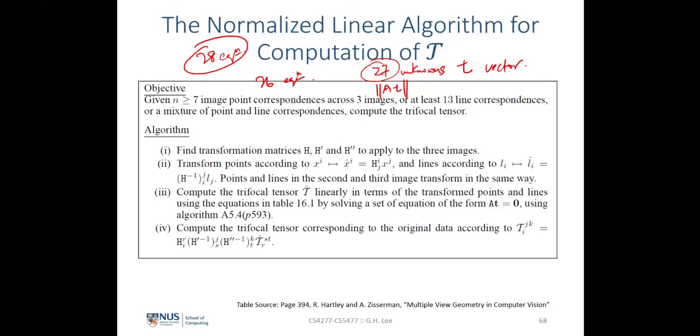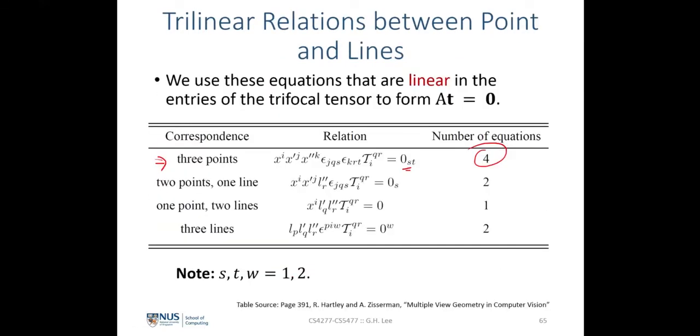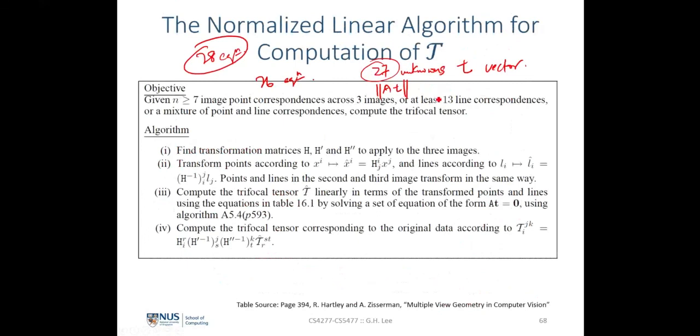In the case where there are line correspondences across the three different images, we will make use of 13 line correspondences, since each of these line correspondences is going to give us two constraints, two equations. So 13 multiplied by 2 is going to give us 26 linearly independent equations, which is sufficient to solve for the 27 unknowns.